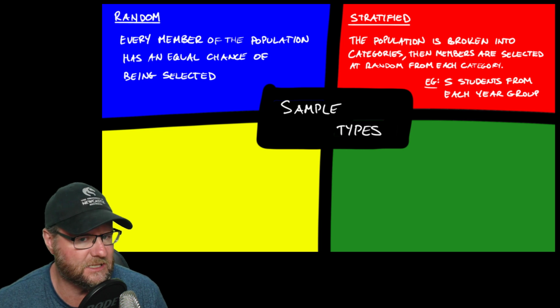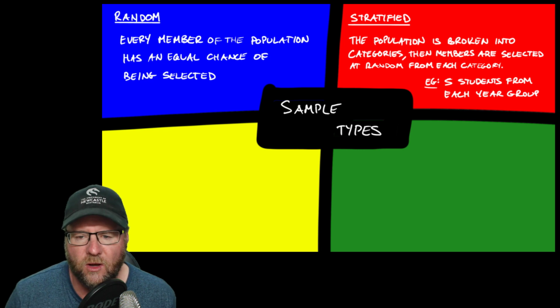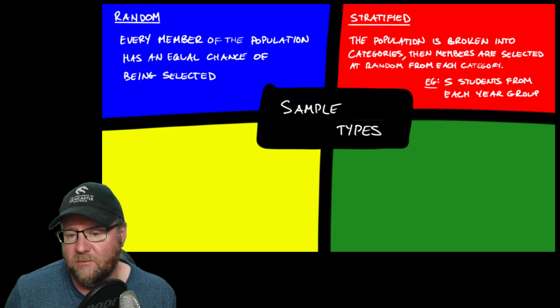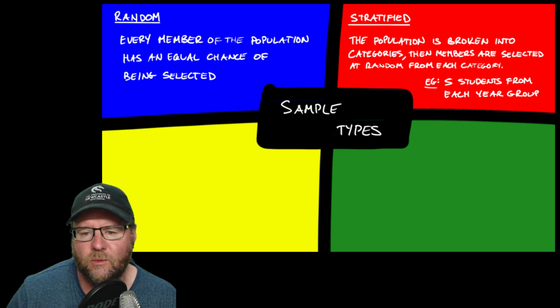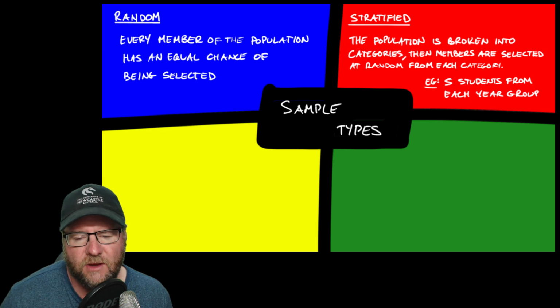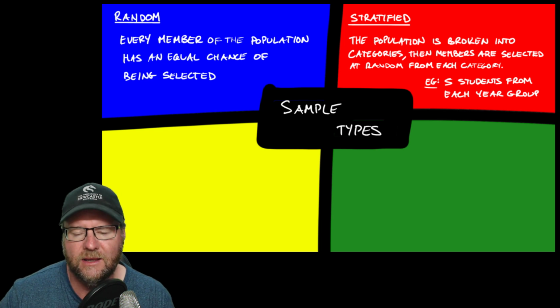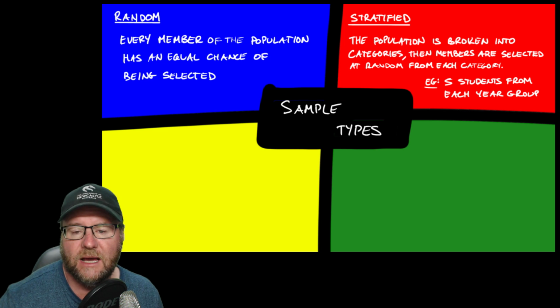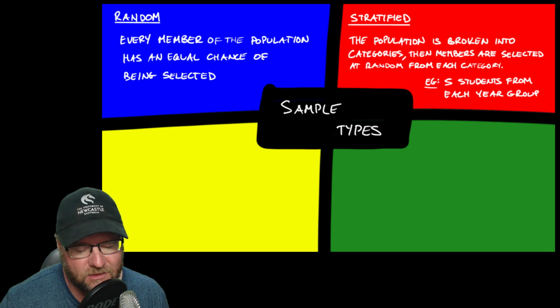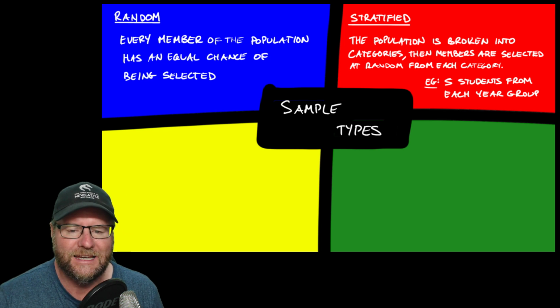So I get a better spread then, because if I just took 20 students randomly from the whole school, it might be unlikely, but you never know, I might just get everyone in the same year group. Okay, because everyone's got the same chance. But if it's stratified, then I know I'm going to get, say, 5 from year 7, 5 from year 8, and it's going to give me a better spread of data. So in stratified, we do those categories first, and then we do some random selection from within each category.